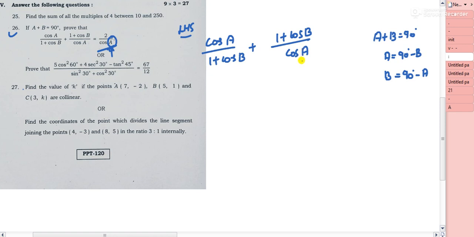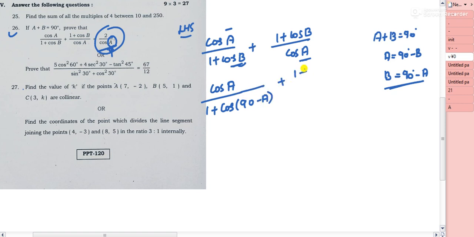So wherever you have A, keep it as it is. Okay, because in RHS we need it in the form of angle A. So see what I'm going to do. You have to use the complementary form here. So 1 plus cos B, at the place of B, what can I write? 90 minus A, right? I can write B as 90 minus A as per the data. Got it? Now use the complementary rule.